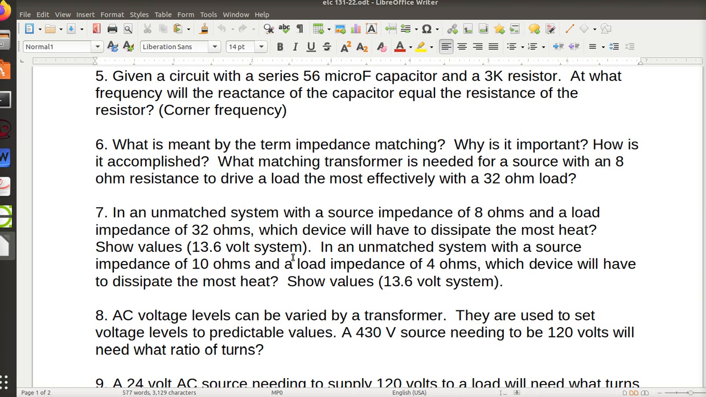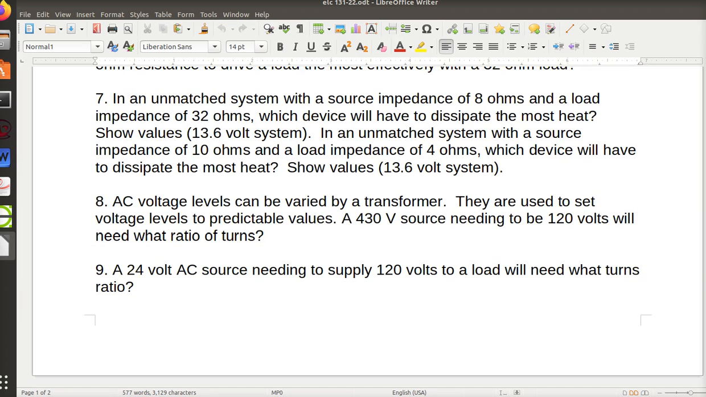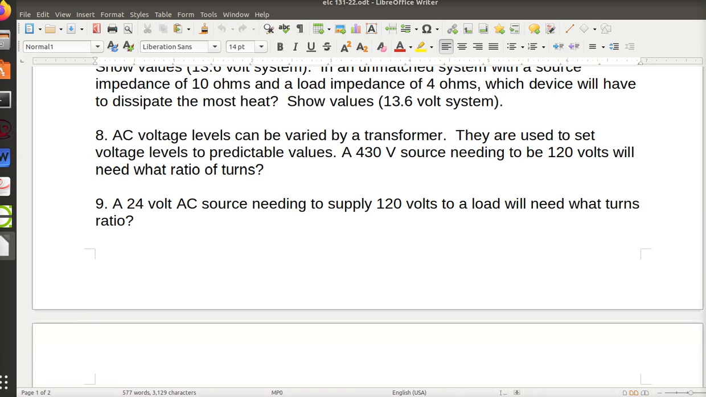So this is to kind of go along with what's up here. And then what happens if I impedance match? Now we'll impedance match with a transformer, and we can make it perfect and get the most load out.